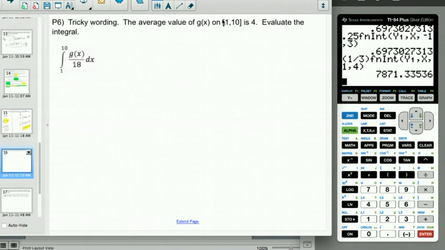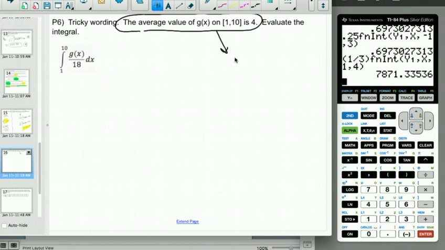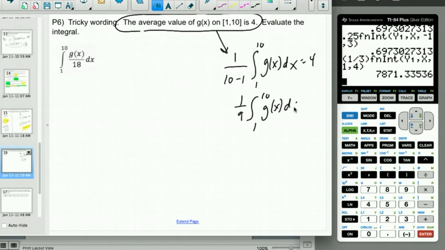So same idea, you can try one without me if you want. First thing we want to do: the average value of g of x from 1 to 10 is 4. That's a statement that tells me information. It tells me that 1 over 10 minus 1 times the integral from 1 to 10 of g of x dx is apparently a 4. That says 1/9 times this integral is a 4, which tells me that this integral must be a 36, because I can multiply the 9 over.